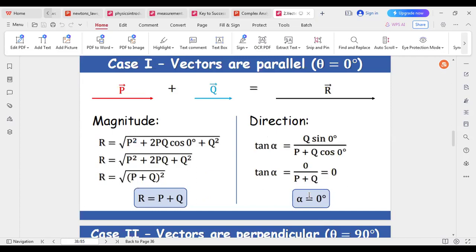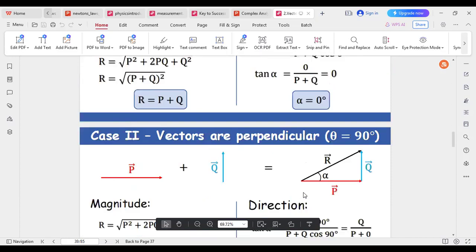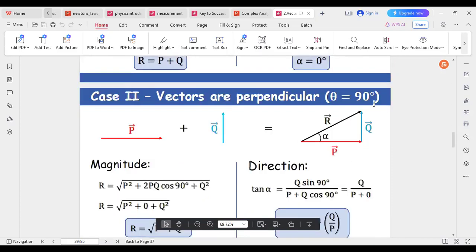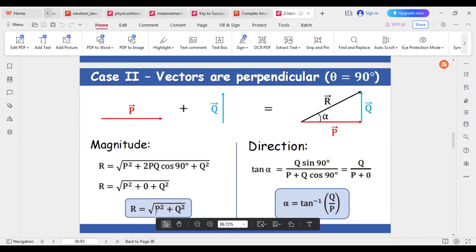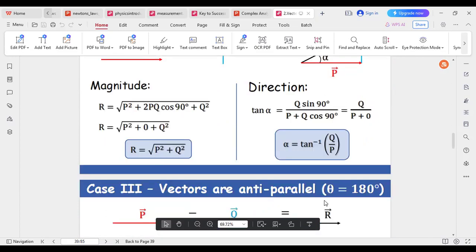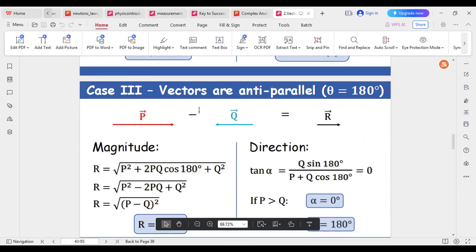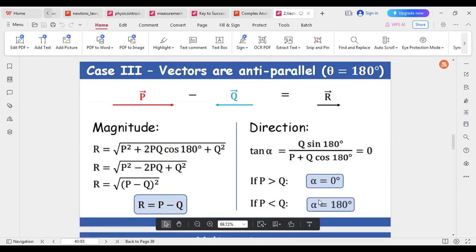Similarly, for two parallel vectors, if the angle between them is theta equals 0 degrees, then the magnitude is maximum and the direction is 0 degrees. If theta equals 90 degrees, then the magnitude is root over P square plus Q square, and alpha equals tan inverse P by Q. If the vectors are anti-parallel, that means theta equals 180 degrees, then the magnitude will be the minimum.